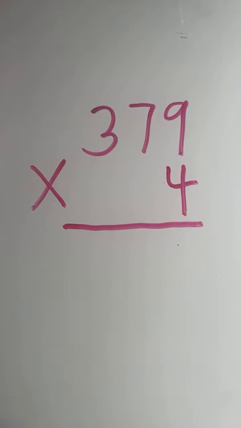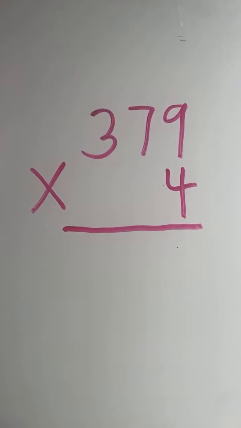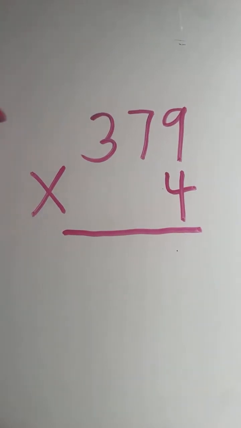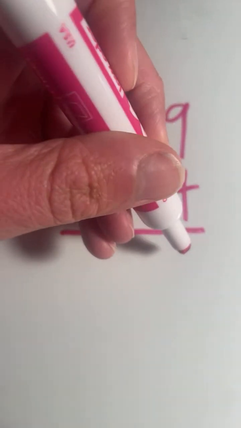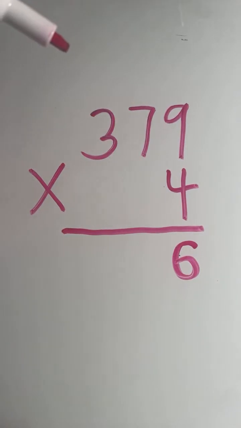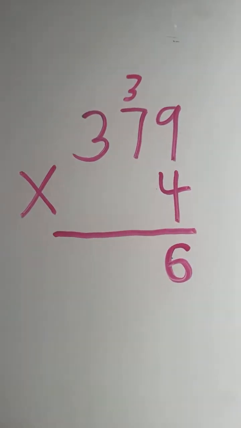And anytime our product is 10 or more, we have to regroup. So 9 times 4 equals 36. So because our product is more than 10, regrouping is needed. So the 6 in 36 goes in the ones place. The 3 gets carried over to the tens place.